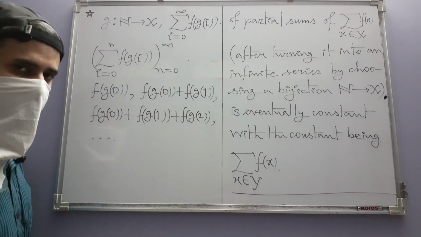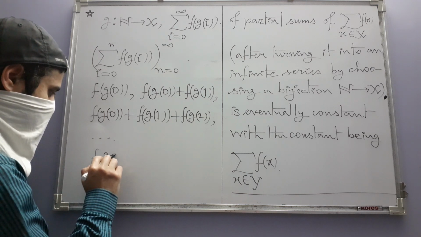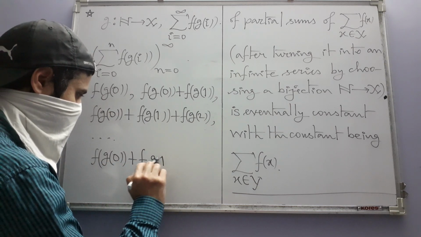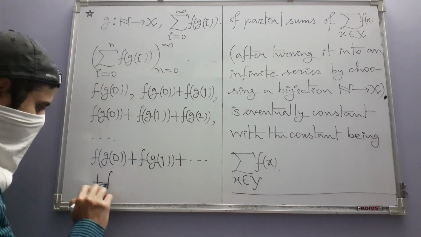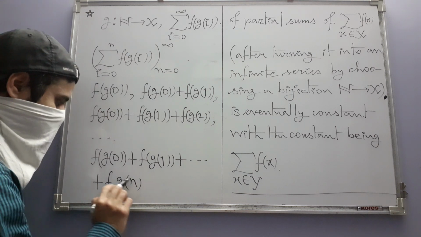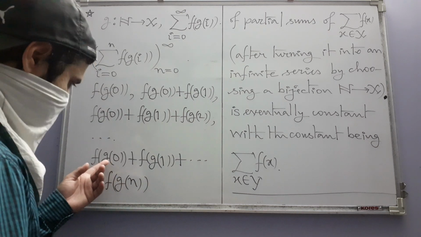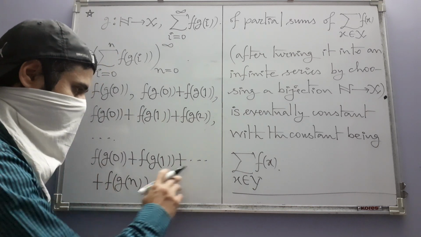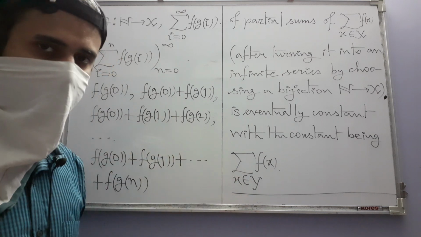And after that what happens? Say you consider a sum long enough, you don't really know how many terms you have to add, but because y is finite, you will find an n, a natural number n so large that among all the gi's where i varies from 0 to n, you have all the y terms among them.